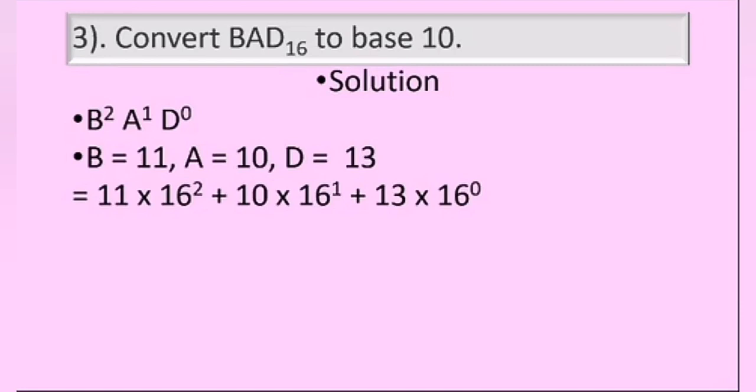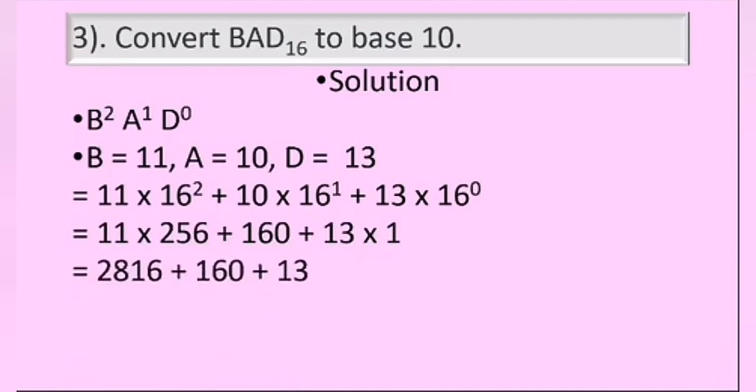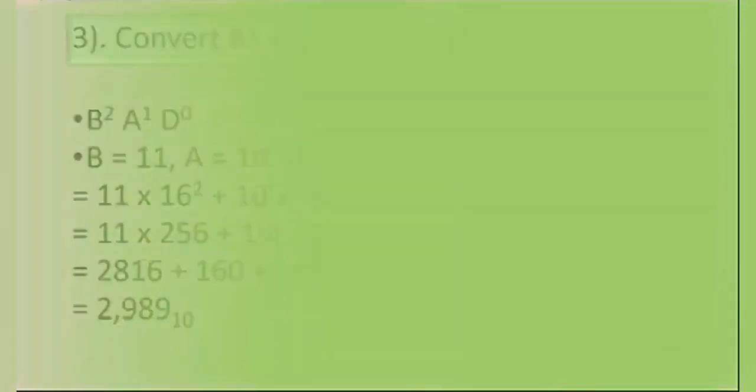By the time you multiply those, you will be having the values displayed on the screen. Finally, add up what you have. What would that amount to? 2989 in base 10.